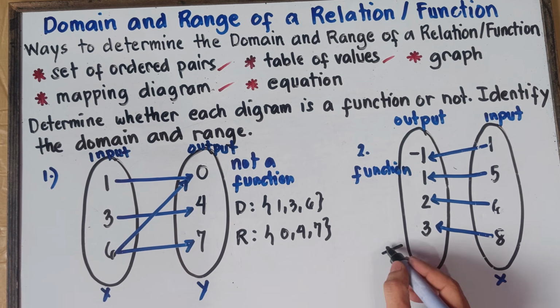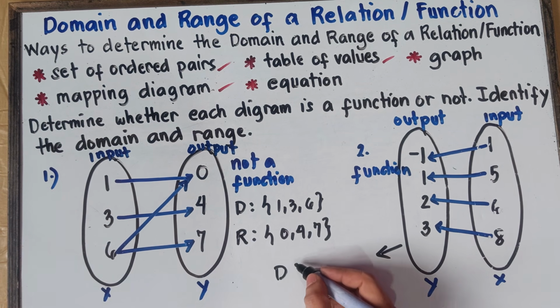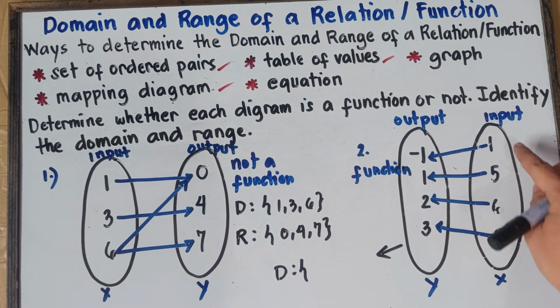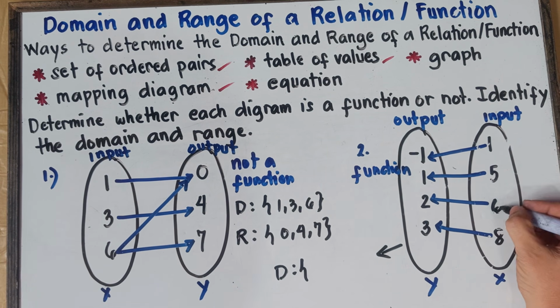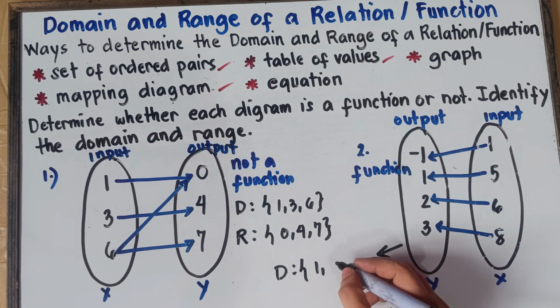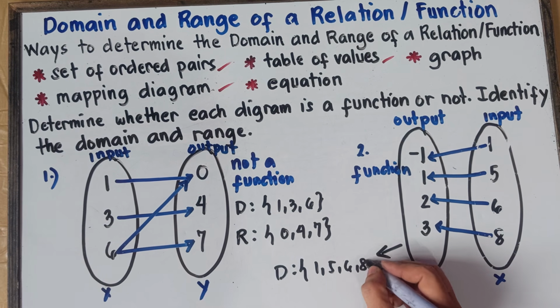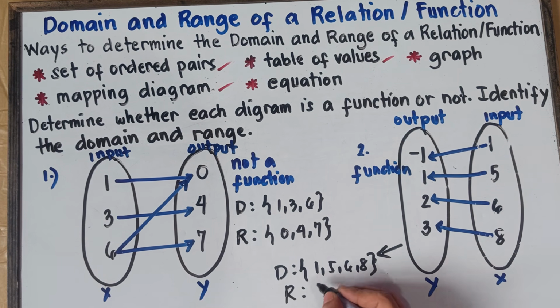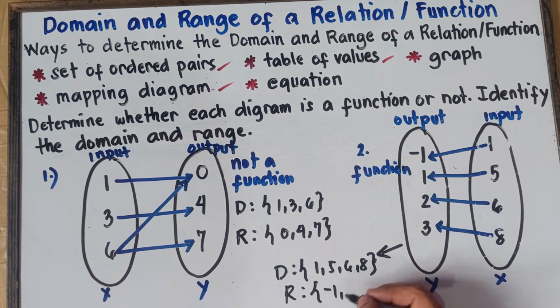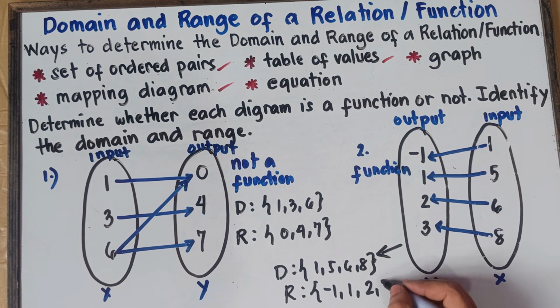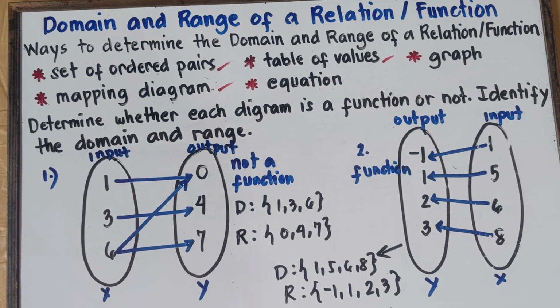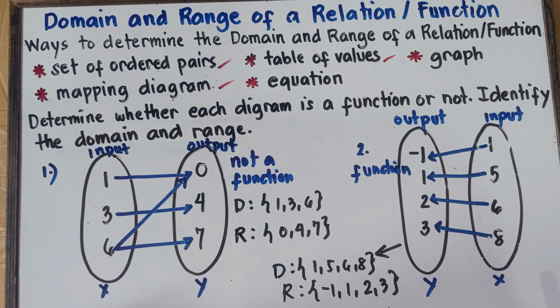Alright, and then the domain. I'll just put it here. Domain, so we have the x values. Once again, class, this will be our domain: 1, 5, 6, and then 8. And then for the range, we have -1, +1, 2, and then 3. Alright, and then we're all set, class, with regards to mapping diagram.